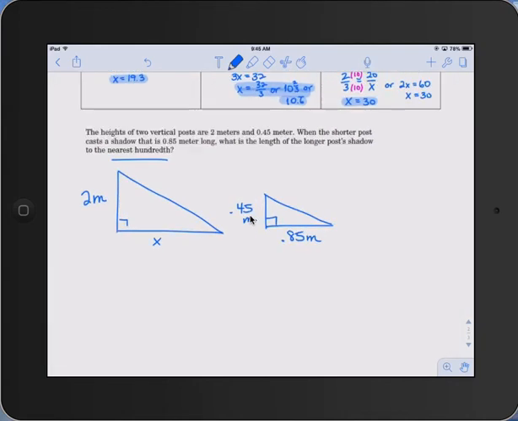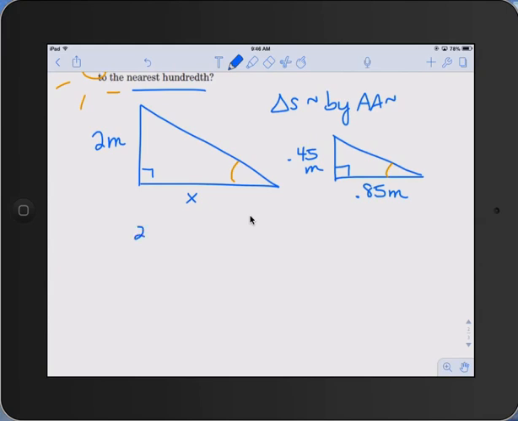Okay, now again, we've got that angle of elevation idea, making these angles congruent because again, the sun casts the shadow at the same time of day in the same location. The shadows will be proportional to the height of the object that's being projected onto the ground. So the triangles are similar by angle-angle similarity. So we can say 2 is to x as 0.45 is to 0.85.